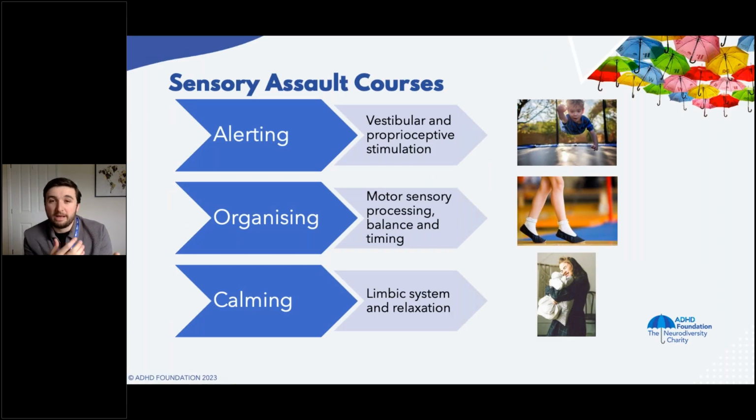Sensory assault courses, or you might have heard of these as sensory circuits, are also a great way of trying to manage some of those sensory differences too.